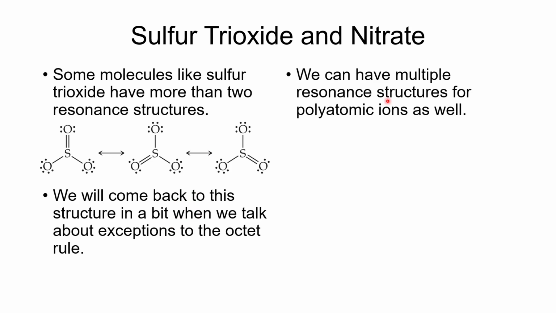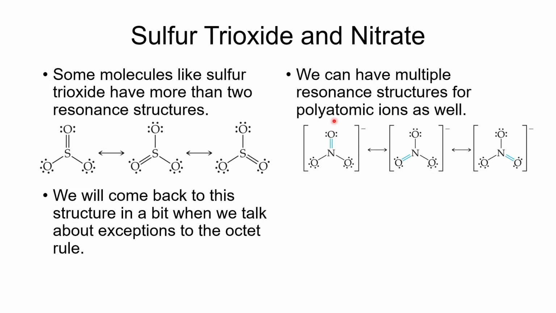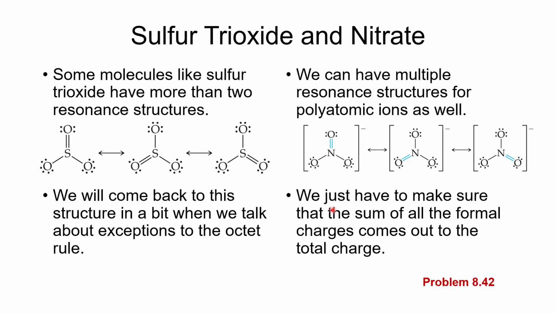We can have multiple resonance structures for polyatomic ions as well. Here are the three resonance structures for nitrate. And you'll notice it's just a matter of moving the pi bonds around. We're going to practice doing that here in just a moment. We just have to make sure that the sum of all of the formal charges comes out to the total charge.